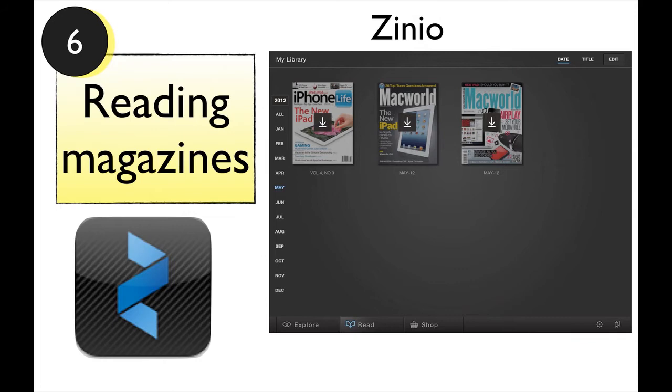Zinio itself is a free app. What is not free are their magazines. So you can buy it by the issue, or you can subscribe for a whole year or 6 months. You'll be notified when there's a new issue ready to download. You get an email, you get a notification in Notification Center. You can archive them in the cloud to save space. So these ones, which were in May 2012, I haven't downloaded yet. They're still there in the cloud ready for me to download, and I can read them.